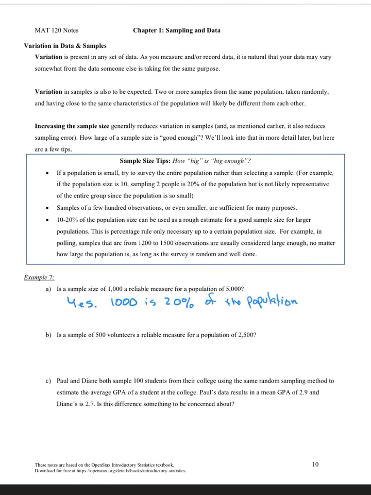That's not reliable. Moving down to example C, Paul and Diane both sample 100 students from their college using the same random sampling method. They estimated the average GPA of the students at the college. Paul's data results in a mean GPA of 2.9 and Diane's is 2.7. Is this difference something to be concerned about? And the answer is no. We expect there to be small variations in results, especially if Paul and Diane are sampling from the same college.